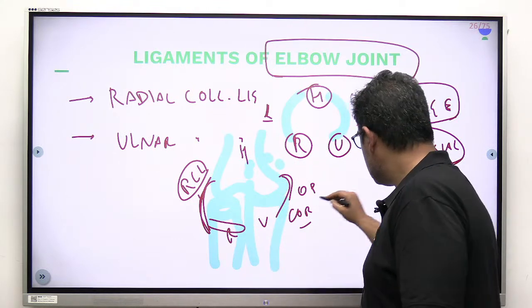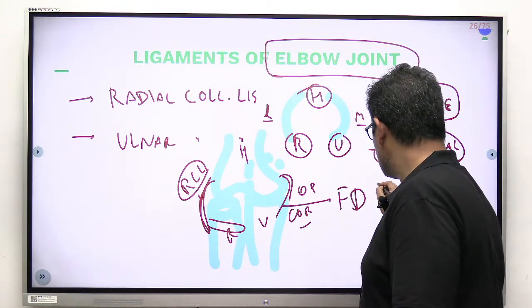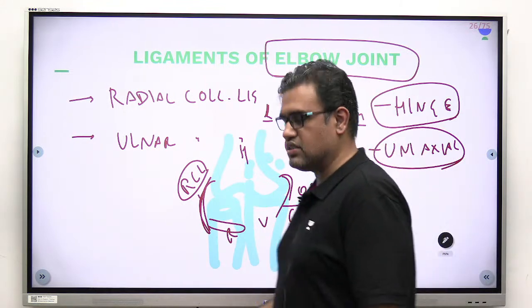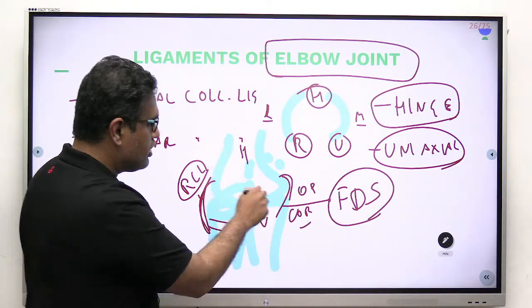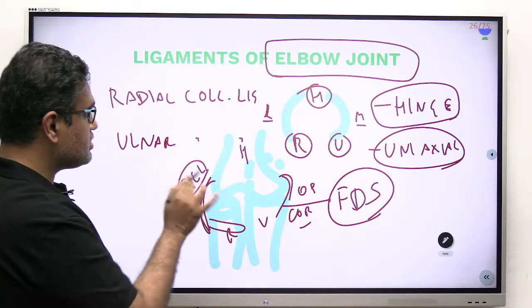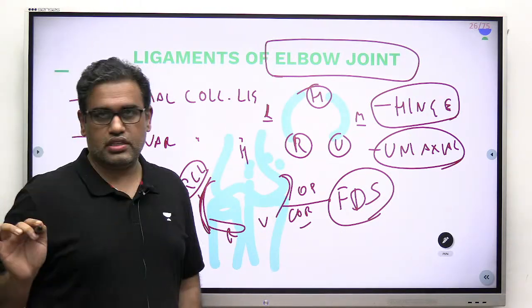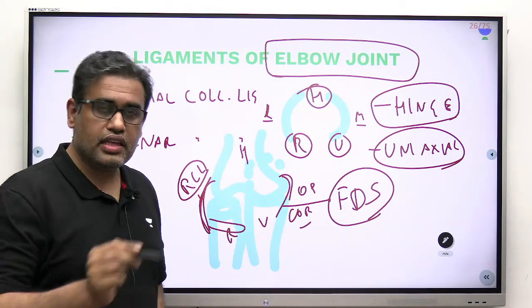The flexor digitorum superficialis is also known as the sublimis muscle. That has an attachment with the ulnar collateral ligament. Right? So these are the collateral ligaments. Remember, they are present in hinge joints. Be it a knee, be it ankle, they have collateral ligaments.